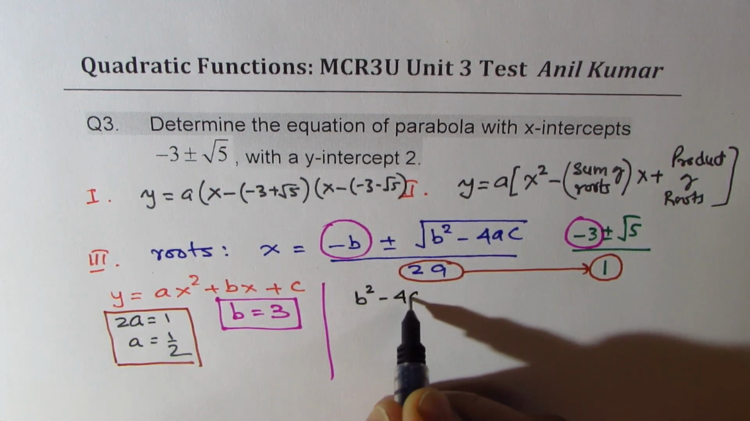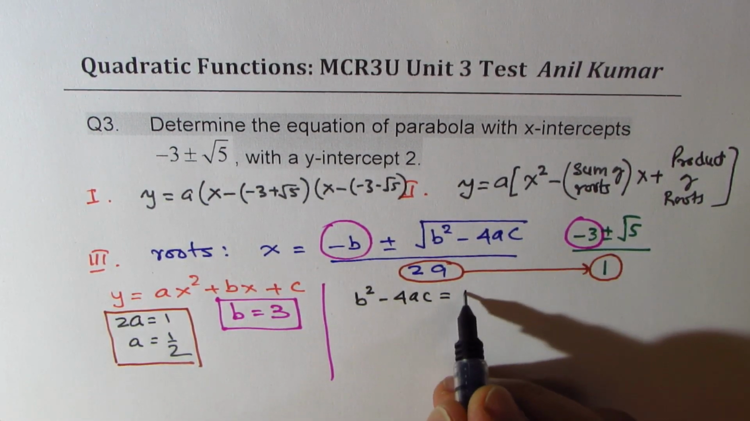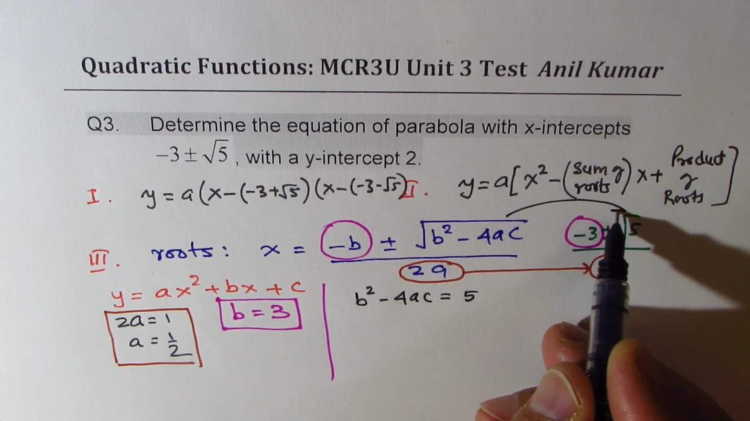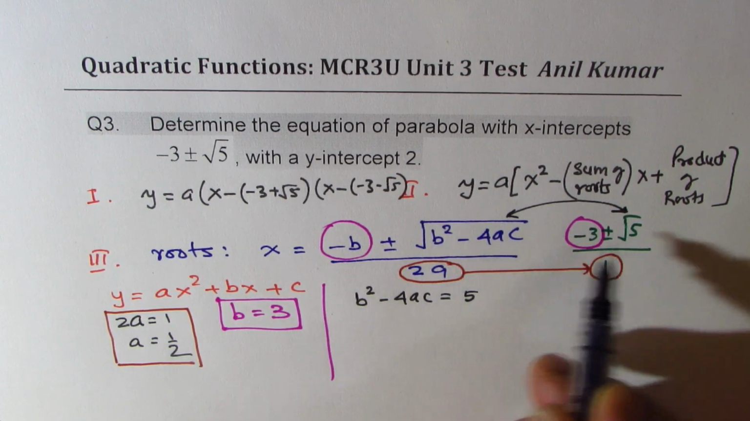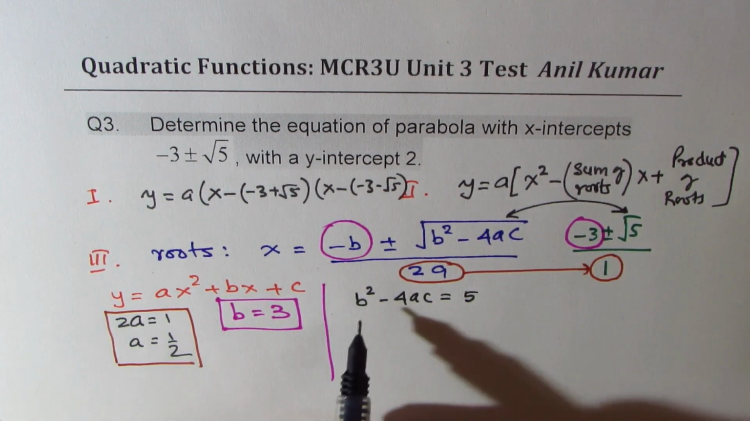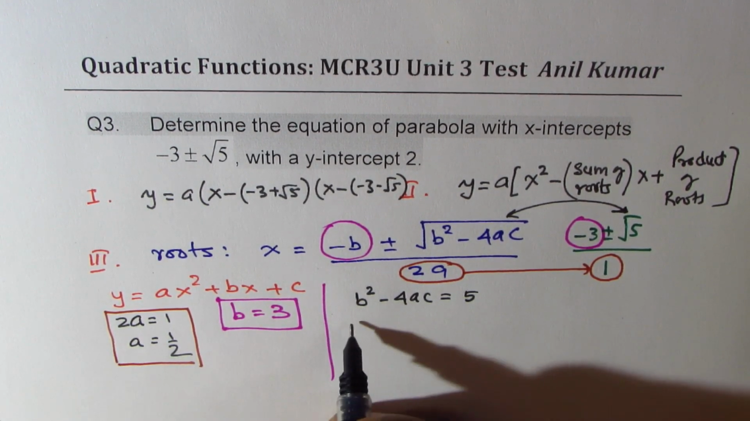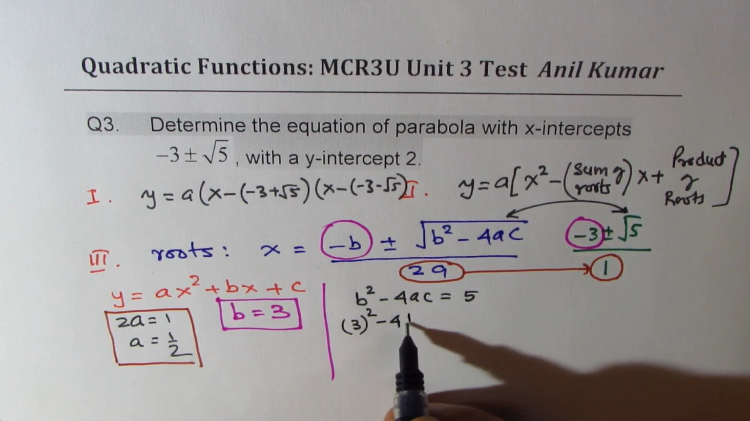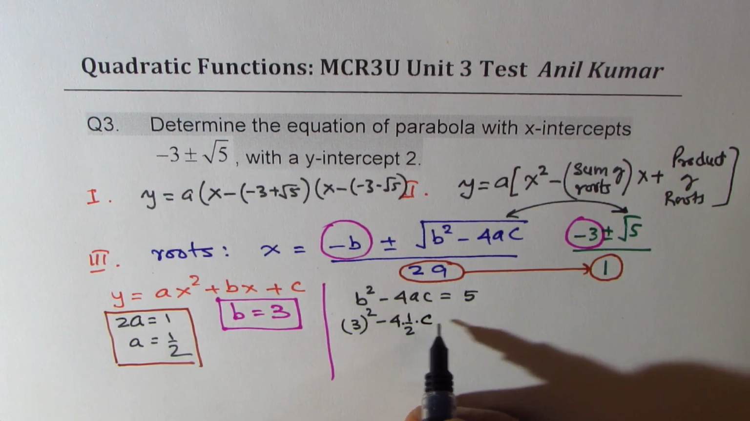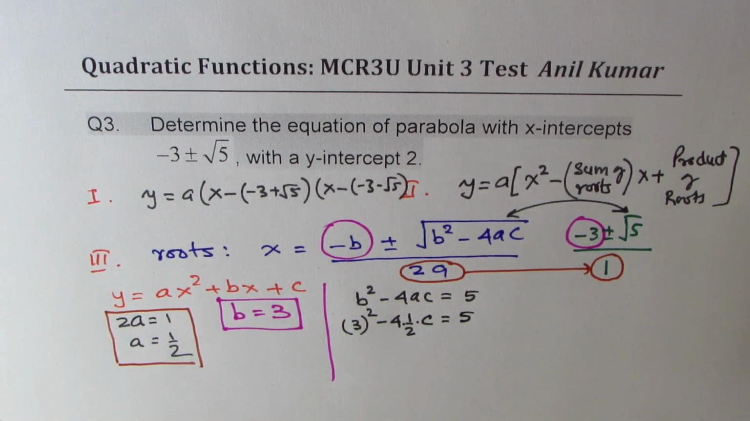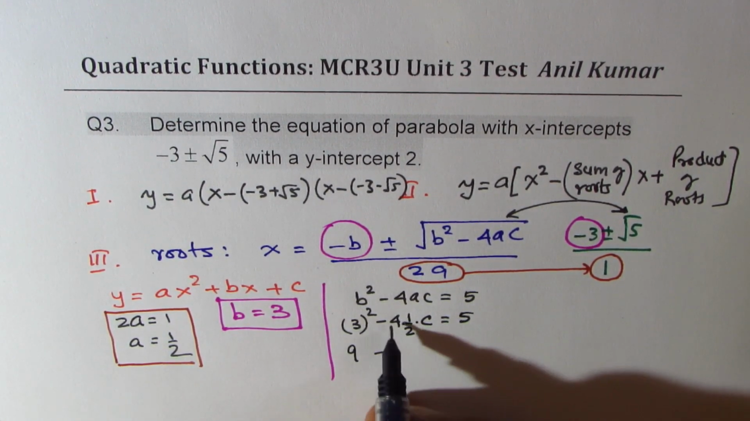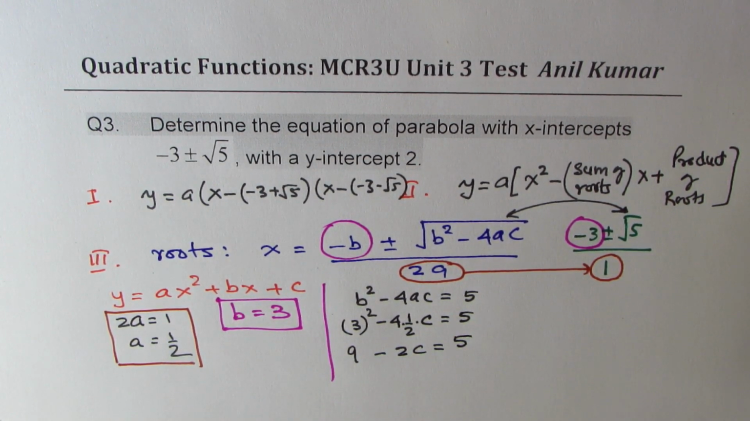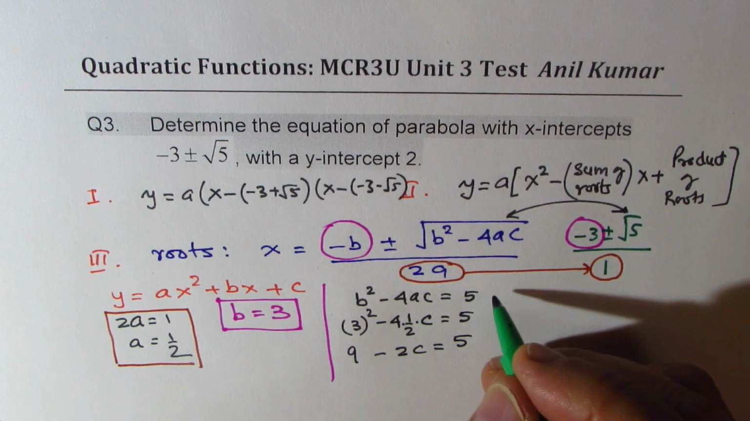So it is to be done like this. b squared minus 4ac is equal to 5. Within the radical, what do you see? Just connect these two. Inside we have just 5, right? Now we know what b is. b is 3. So write 3 squared minus 4 times a, which is half, and c we want to know. Perfect. So we got 9 minus 2c equals 5. Now just solve for c.